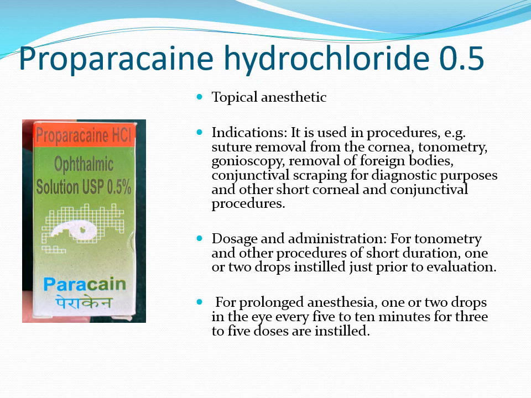Then is proparacaine hydrochloride 0.5%. It is a topical anesthetic. It is used in procedures like suture removal from the cornea, tonometry, gonioscopy, removal of foreign bodies, conjunctival scraping for diagnostic purpose, and other short procedures which require anesthesia for a short time, like short procedures of the cornea and conjunctiva.